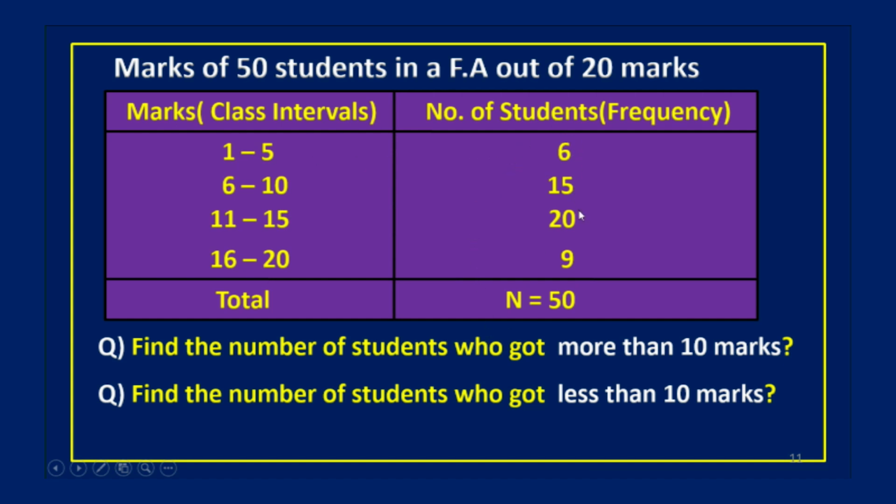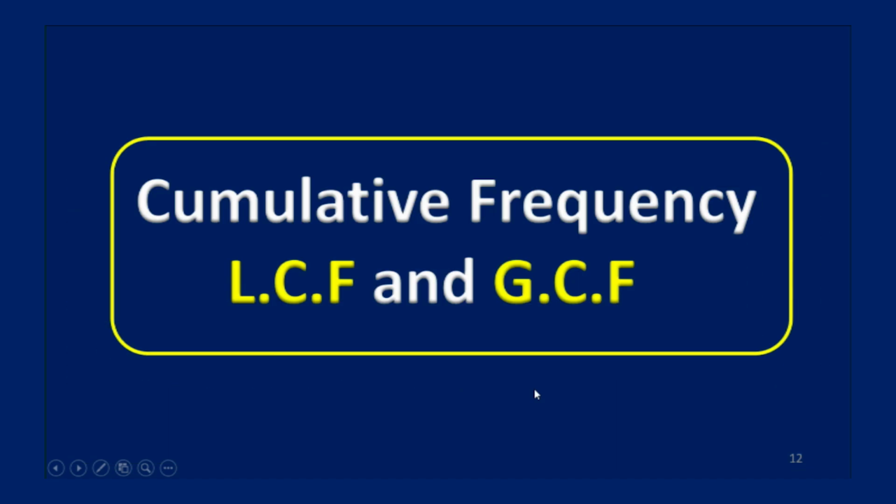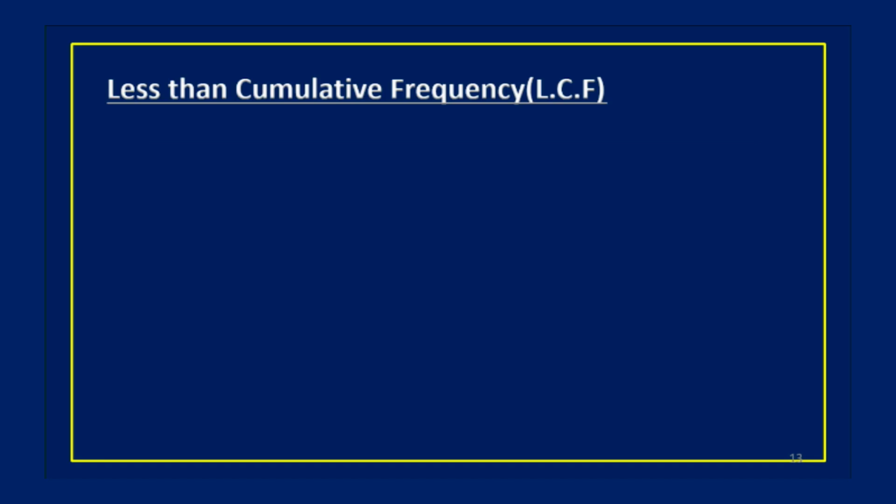So what do we need to find these answers? Yes, we need cumulative frequency. So cumulative frequency is of two types, that is LCF and GCF. Now let us understand what is less than cumulative frequency.